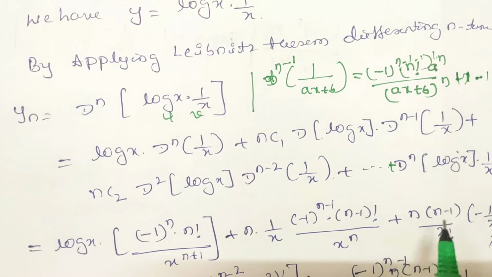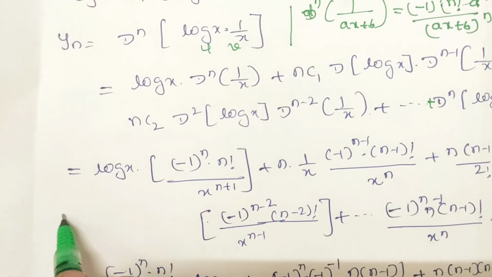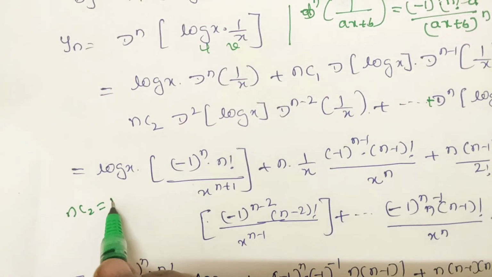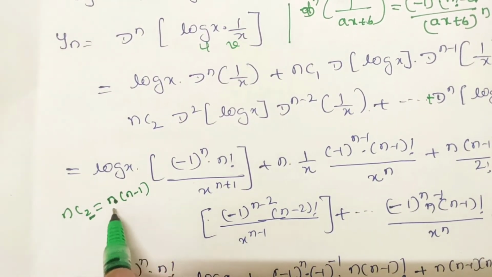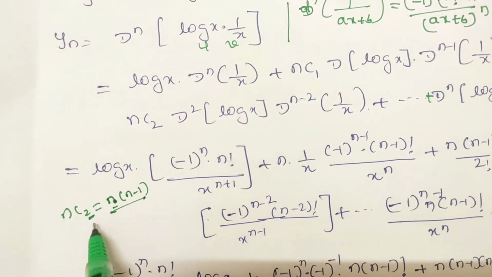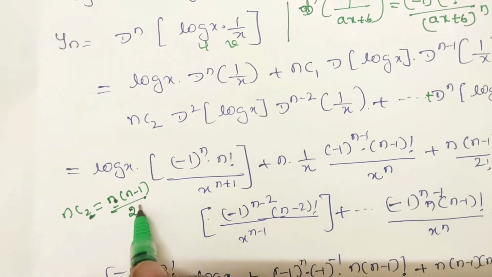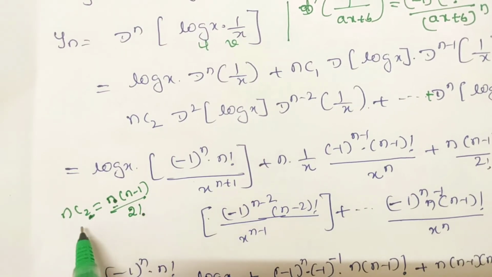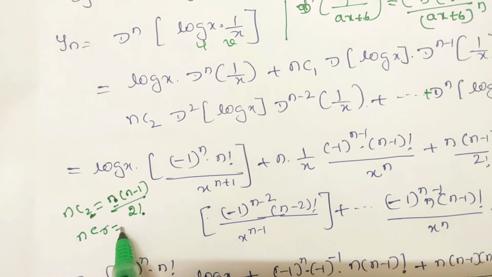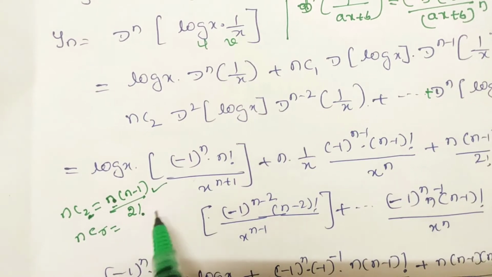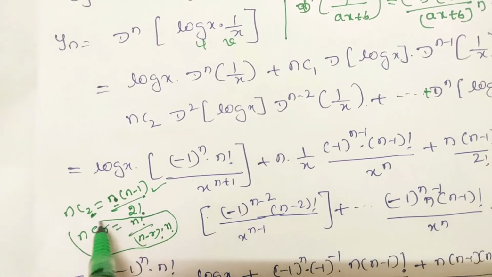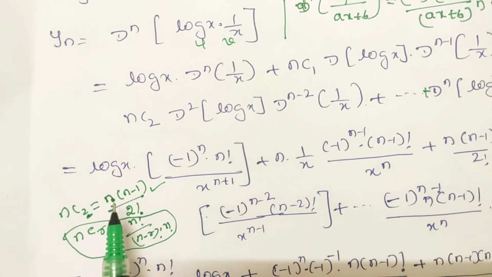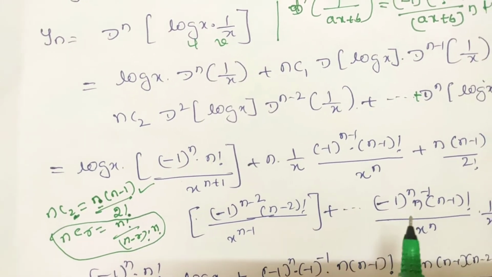Then plus nc2. You know, this nc2 means you have to start with n and write two terms, n into n minus 1, divided by 2 factorial. This is the short form of writing nc2. You know the nCr formula. After simplification you get this one only. nCr is equal to n factorial divided by n minus r factorial into r factorial. So this is lengthy, and this is the short form of that. So nc2 is n into n minus 1 divided by factorial 2.